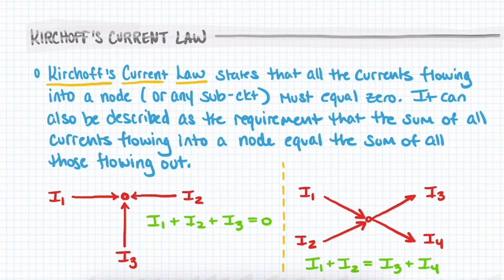So Kirchhoff's current law states that all the currents flowing into a node or any subcircuit, and this is one thing that students often forget, it doesn't just apply to a node, it can apply to any, there are some rules, but any self-contained subcircuit. So the sum of those currents must equal 0. It can also be described as the requirement that the sum of all currents flowing into a node equal the sum of all of those flowing out.